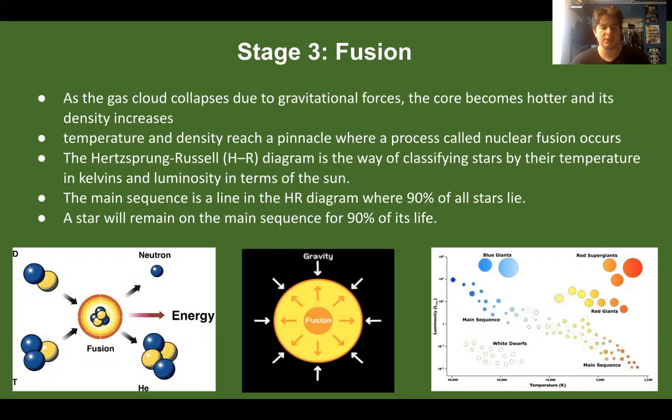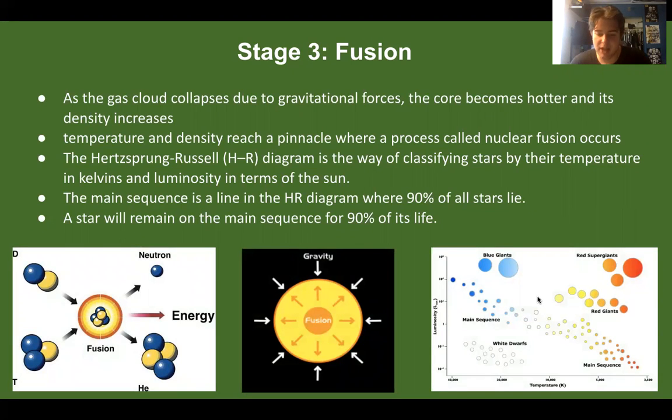Stars are classified on the Hertzsprung-Russell diagram, also known as the HR diagram, and they're classified by their temperature in kelvins and luminosity in terms of the sun. The main sequence is a line in the HR diagram where 90% of all stars lie. So in the picture in the bottom right, that's this area here.